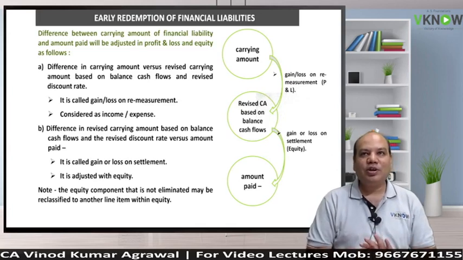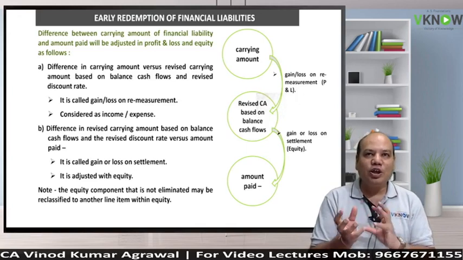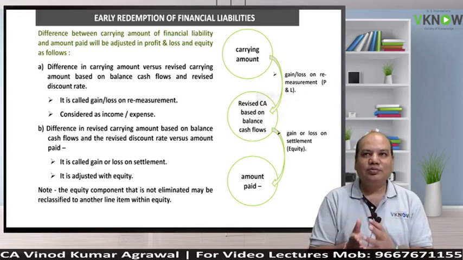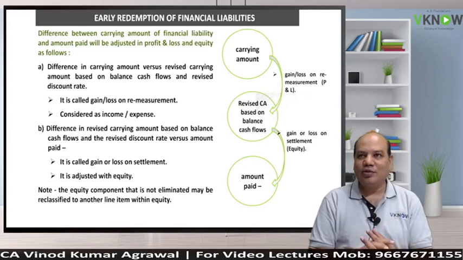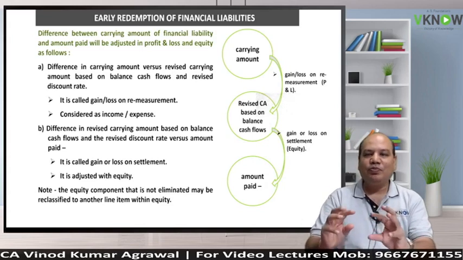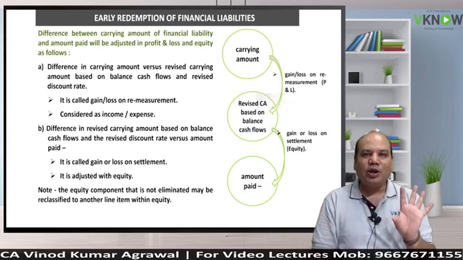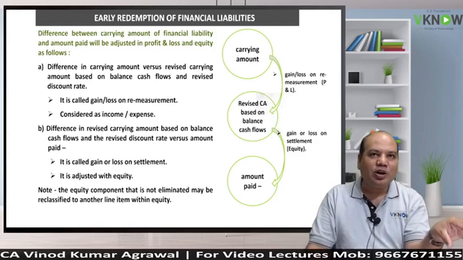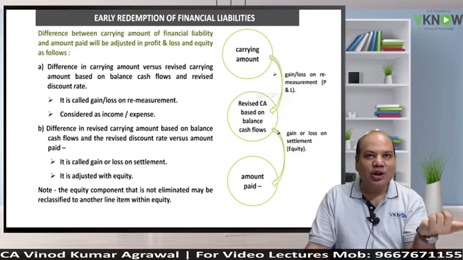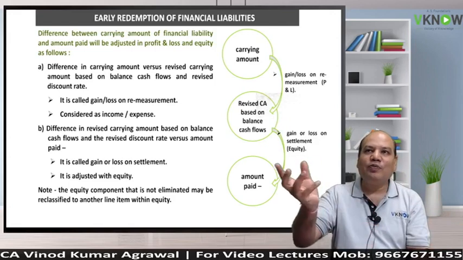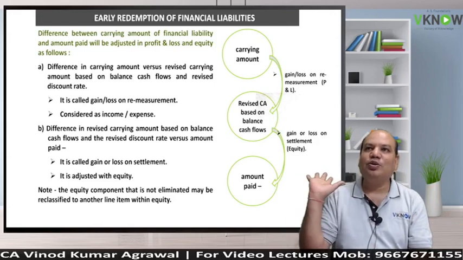Oh, and as you know, any gain or loss on the equity portion should not be transferred to P&L account, and that is where the complication lies. So the complication is whatever gain or loss will arise on early redemption, a part of it will go to P&L account which relates to liability, and a part of it should be adjusted in equity only.